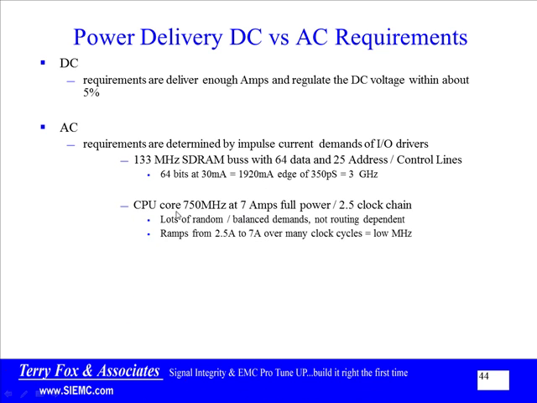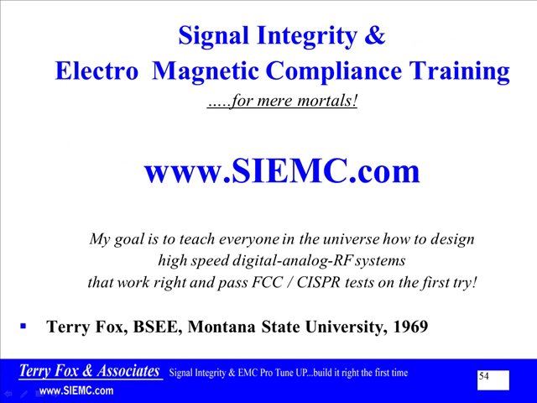On the other hand, when I look at something like a CPU core, at full power it's about 7 amps. If it's just running the clock chain, it's about 2.5 amps. But once it is operating at any particular level of work, there are lots of random balanced demands inside the core of the chip. It's physically small. It is not routing dependent. The manufacturer tells you how many capacitors you need, and when it ramps from 2.5 amps to 7 amps, it does it over many, many clock cycles.